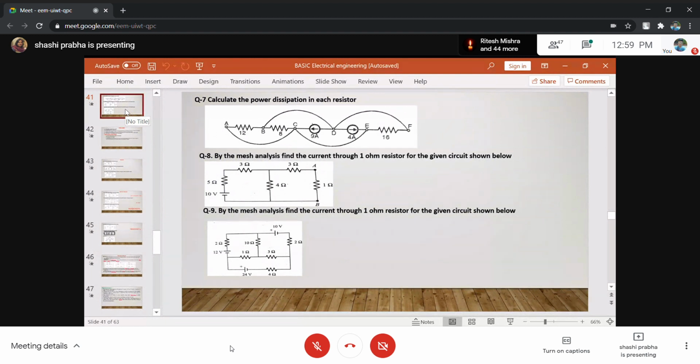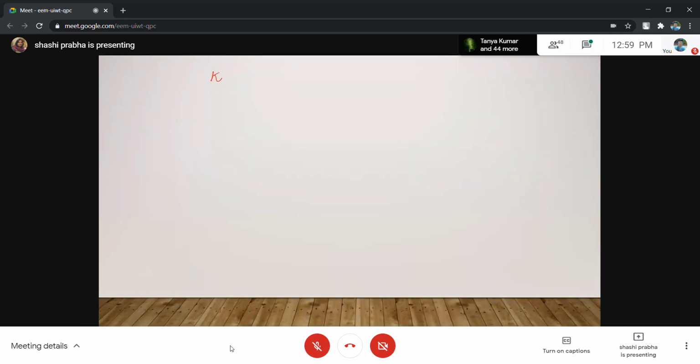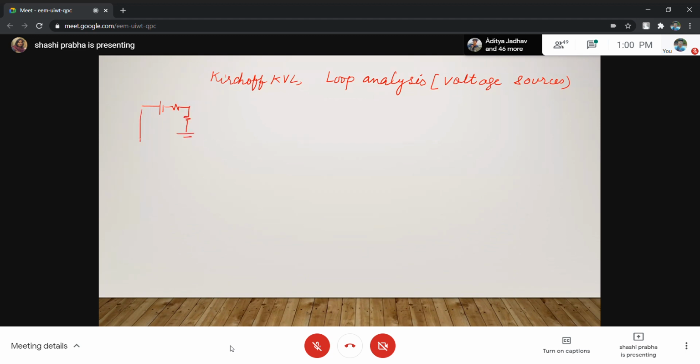We did KVL last time, which is called Kirchhoff's voltage law, and the application of KVL we have done as loop analysis. Loop analysis we have done only with voltage sources. I'll just quickly draw the diagram, this type of diagram we have done last time. Please check. We have started with this type of diagram.